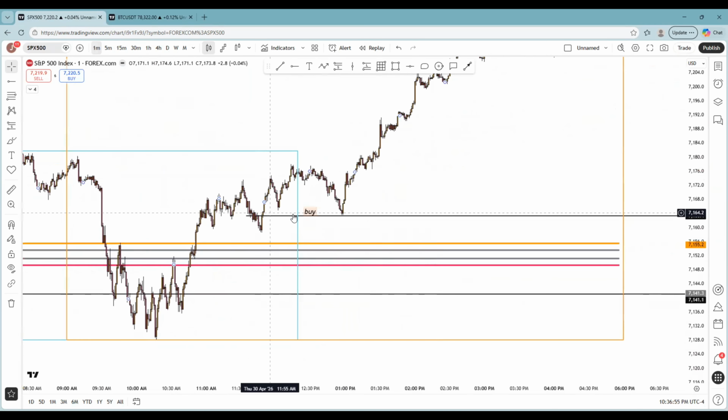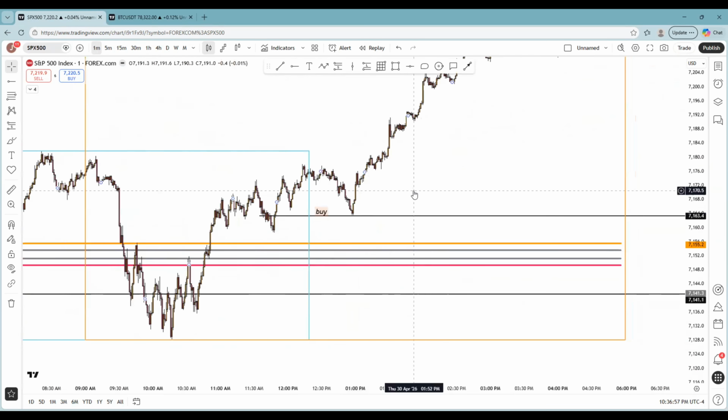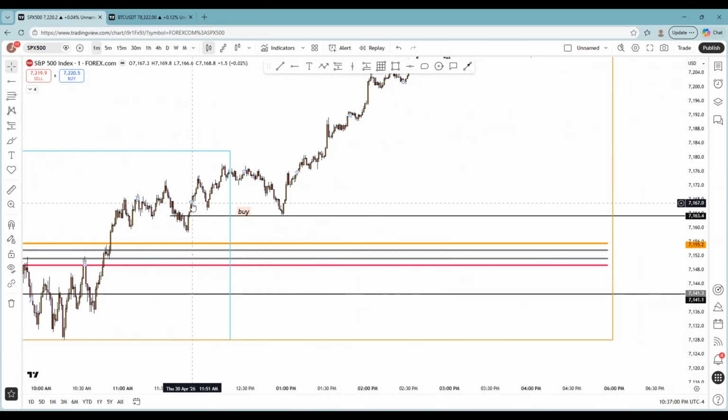And then we had another entry here, which was also April 30th. So this was that next morning. I caught a buy. I got in at 71.63.